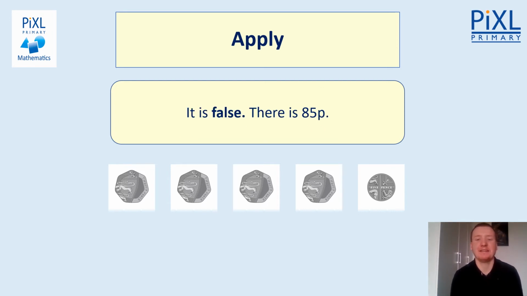It is false. Why? Let's add them up together. So we've got, point at the screen, and let's add together 20, 40, 60, 80, and then 80 add 5 is 85. And don't forget we're working in pence, so it's 85 pence. Well done if you got that correct. Make sure if you've done that using coins in front of you, send a picture onto your portfolio and let's get some dojos today.